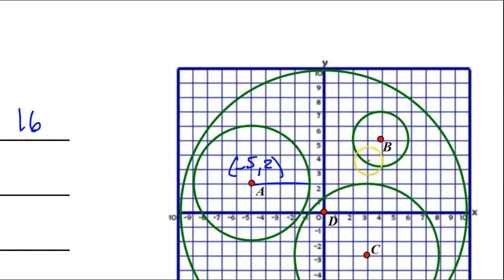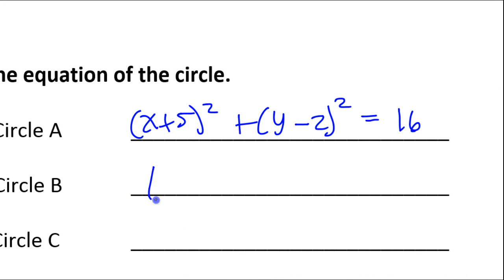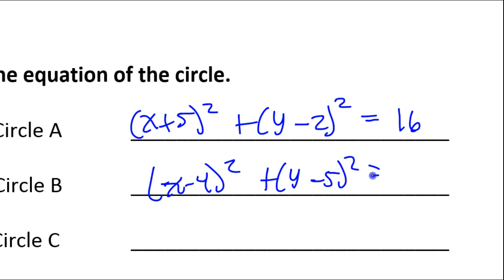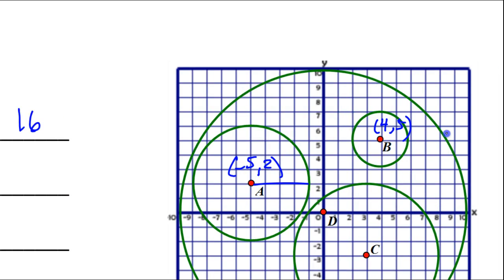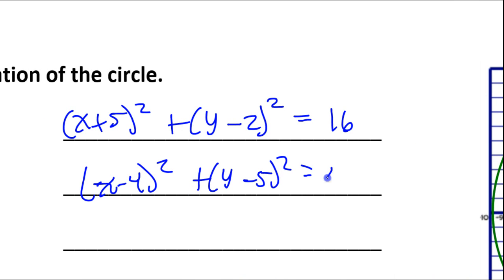All right, I'll just do this one more. Circle B, this is what, 4 comma 5? So that's x minus 4 squared and y minus 5 squared. And then the radius is 2, so that means this is going to be 4.